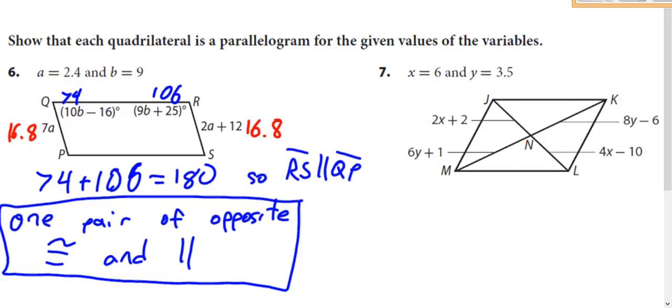Another condition we haven't looked at yet is that diagonals can bisect each other, and that would be enough. So if the diagonals bisect each other, then the two halves will be congruent to each other. So plug in 6, that's 12 plus 2 is 14. Plug in 6, that's 24 minus 10, it's 14. So yes, that diagonal is cut in half, it's bisected.